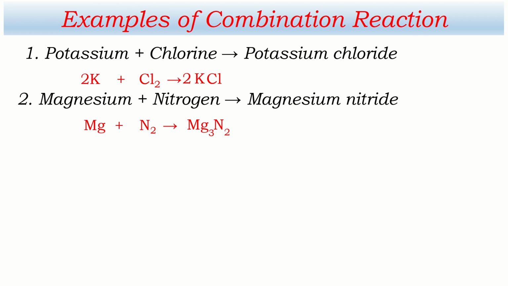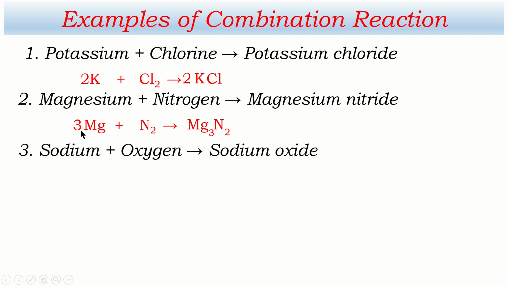This is the correct formula equation, but not balanced. And whenever we have to balance an equation, I suggest you go through the right hand corner. Look at this, nitrogen 2, here also 2. So nitrogen is balanced, but magnesium 3, if we take 3 here, then magnesium is also balanced. Okay, this is the balanced chemical equation.